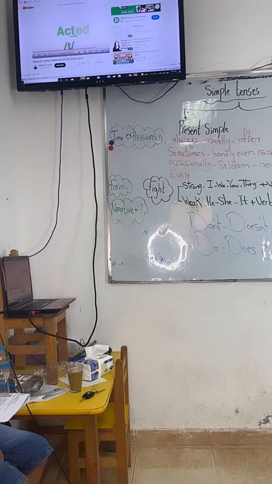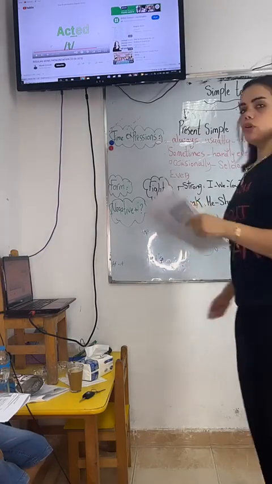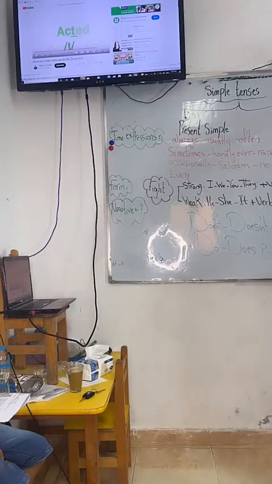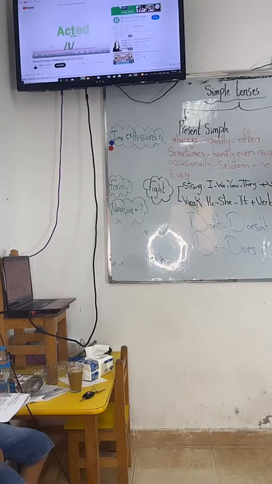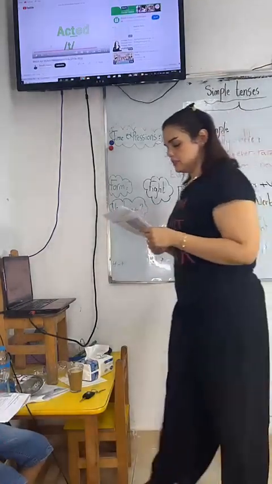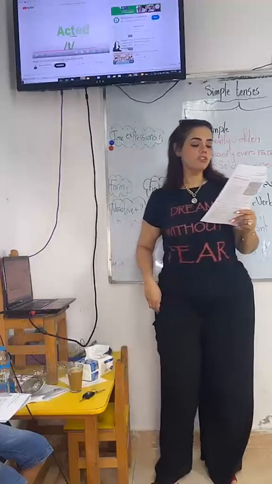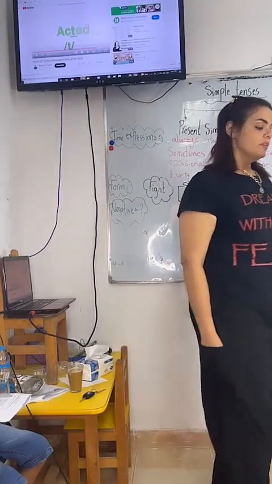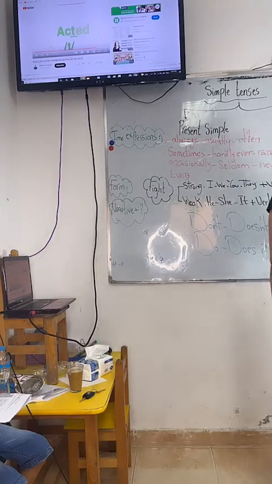Orange trees in the... grow or don't grow. It depends on whether the statement is true or not. Grow or don't grow. The correct statement is don't grow, because orange trees don't grow in the North Pole. Number four, milk from cows.